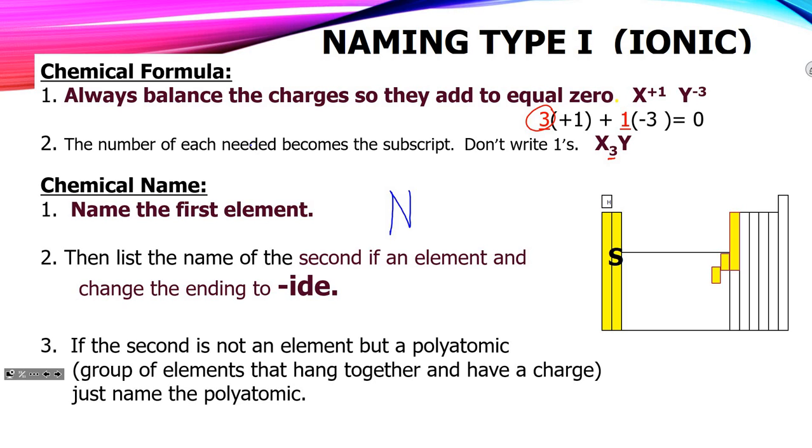What is the name of this compound? Salt, which is called what? You were going to say it. Sodium chloride. So Na is sodium. I just named the element, right? Cl is chlorine, but you didn't say chlorine. You said chloride. So we changed the ending to IDE. That's it. That's all. Really easy. If it's a polyatomic, a group of elements that hangs together, we just name the polyatomic. We don't change the ending. Okay, so let's practice some.